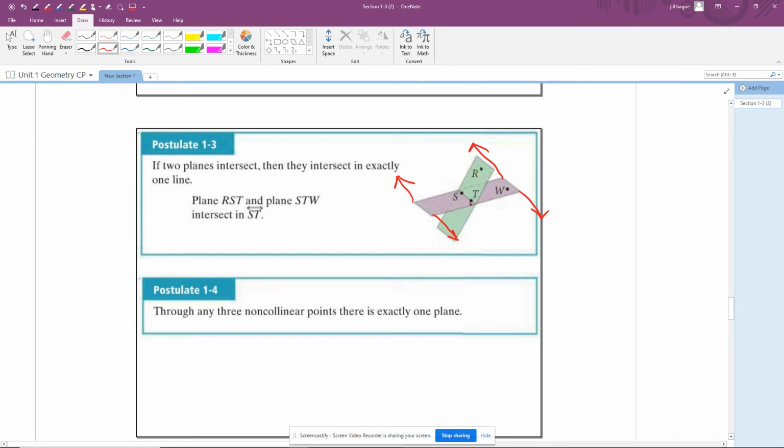And that's why points S and T are on that line. And that's why it's a line right here where they cross, not a line segment. Okay, so where do plane RST and plane STW intersect? It intersects at line ST. So that is another postulate.